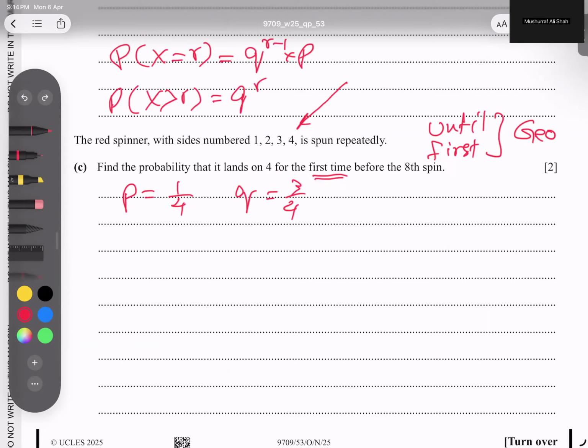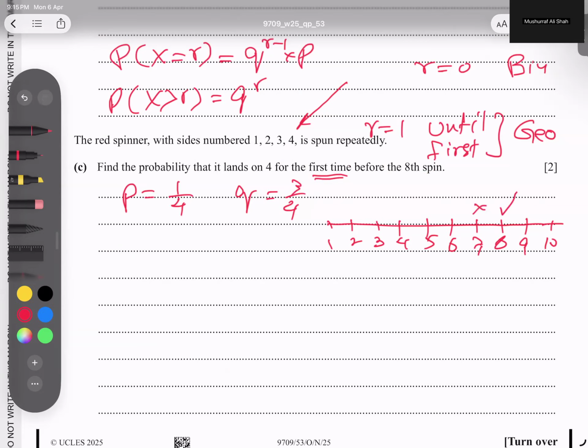So let's try to find it. What is the way to do it? I will draw a number line. For your knowledge, binomial always starts from 0, but geometrical always starts from 1. Make sure, just extra knowledge. 1, 2, 3, 4, 5, 6, 7, 8, 9, and 10. Okay. He said first time before 8 spins. So it means we can say that it is more than 8. We can say first time happening at 8 and higher.